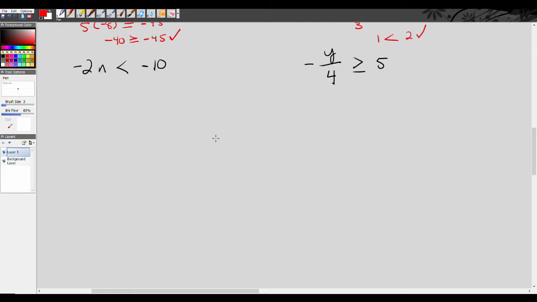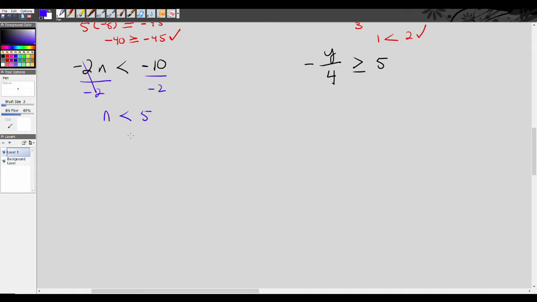Let's take a look at the examples that I mentioned before, where solving an inequality is different than solving an equation. So we look here and we see the inequality negative 2n is less than negative 10. Let's go ahead and solve it the same way we've been doing the others. So in order to undo multiplication by negative 2, I'm going to divide both sides by negative 2. So I end up here with n on the left-hand side is less than, and negative 10 divided by negative 2 is positive 5. So n is less than positive 5.